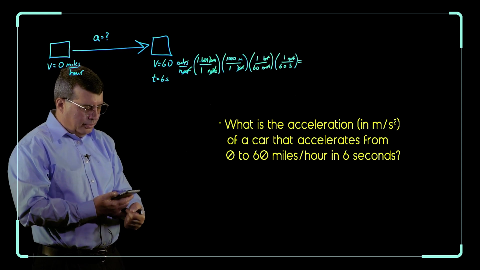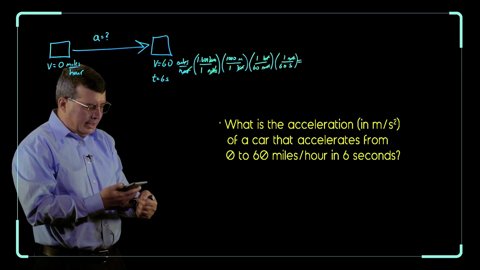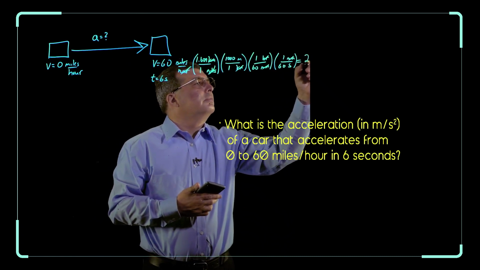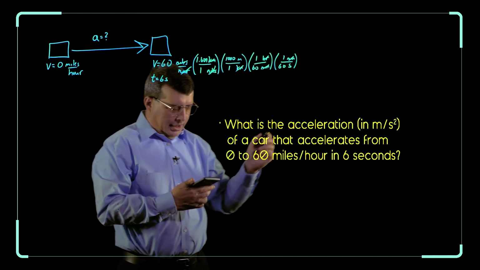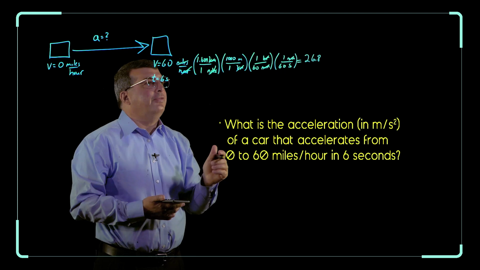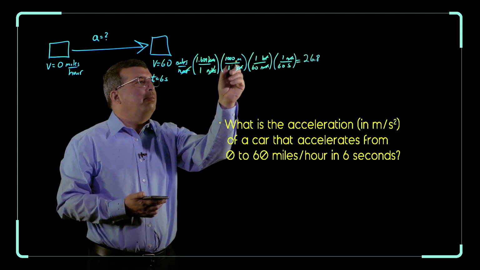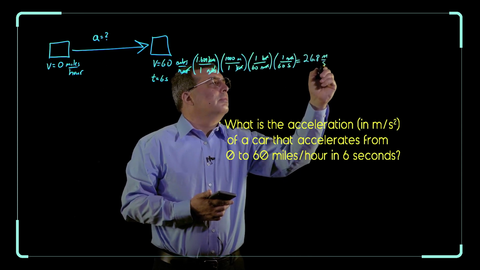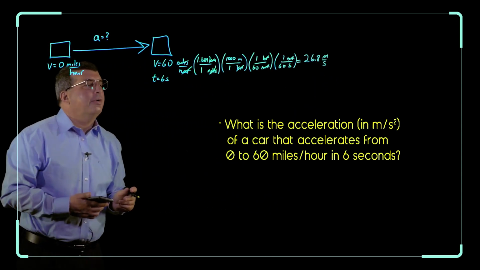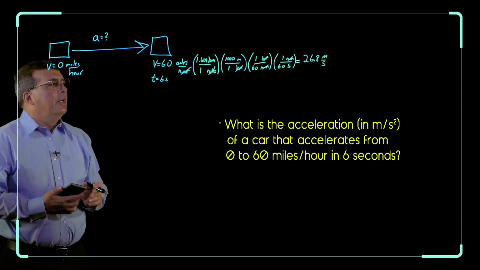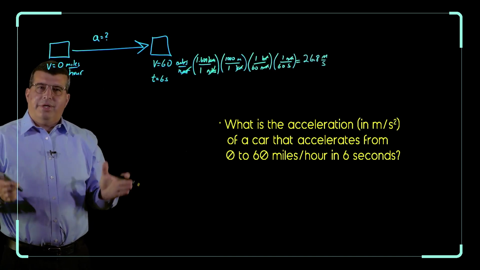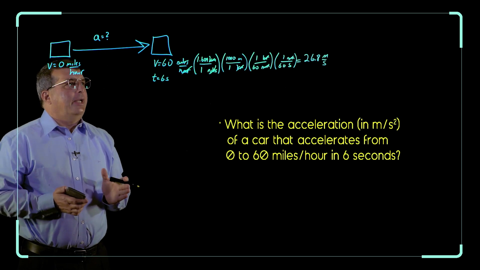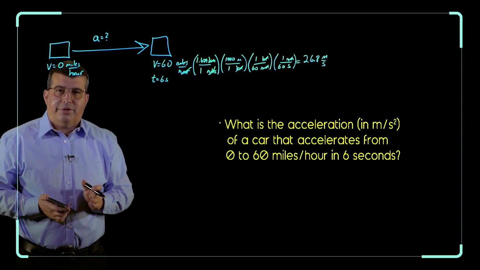And that comes out to 26.8. Once again, I'm rounding off to 3 significant figures, and we're left with meters per second. Okay, so that is our final speed. Now we have everything in SI units, and we have to get the correct starting equation.